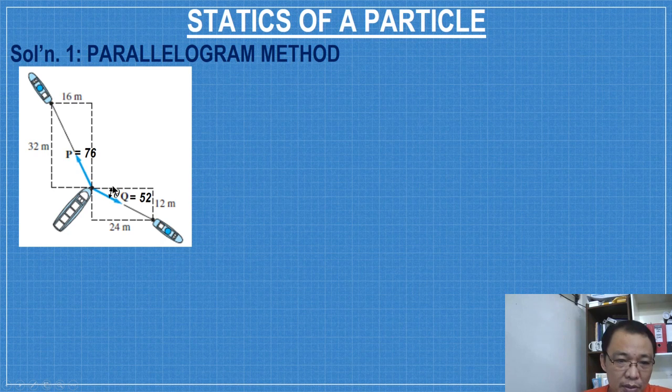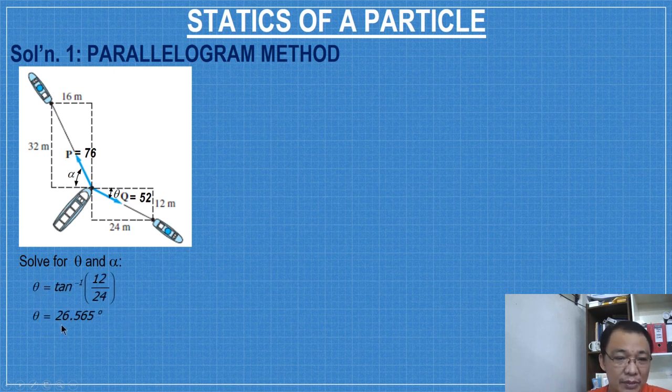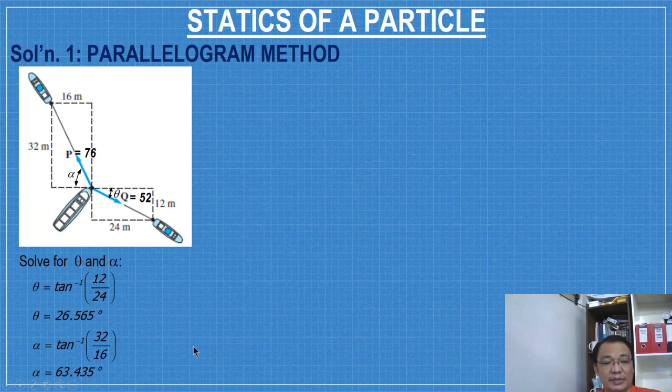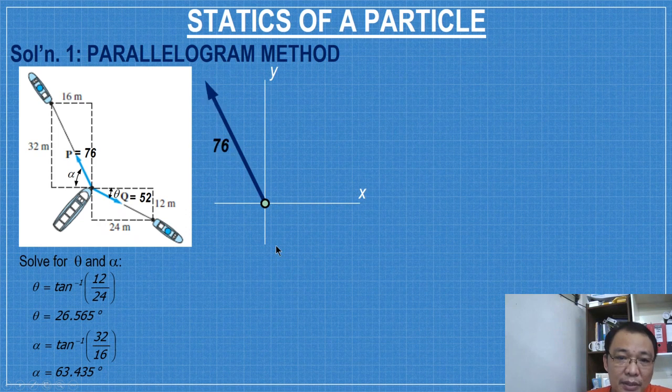Okay. Solve for theta and then alpha. So, theta is arctan of y over x, 12 over 24. That's 26.565. And then alpha, that's arctan of 32 over 60, 63.435. Okay. Let's plot this. We have 76 and then 52, and then construct a parallelogram. That's the resultant, R. Okay?